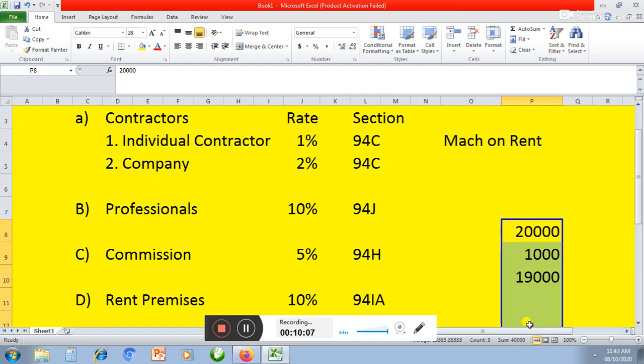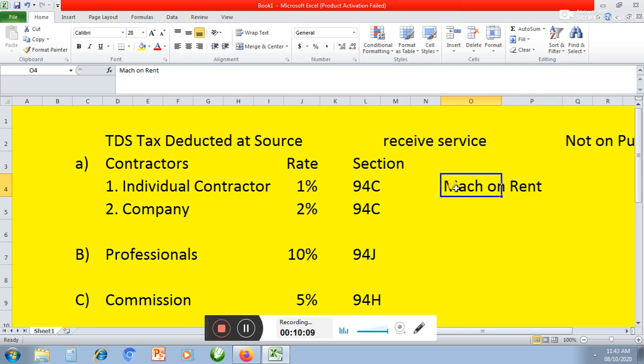Now see, there is a threshold also, there is a limit also. I didn't explain the limit to you. Now what is the meaning of limit? For individual, 30,000. Remember, there are two ways we can get the bill. There are two types of contractors or professionals, whatever it is. Sometimes we get a bill every month from the same party.